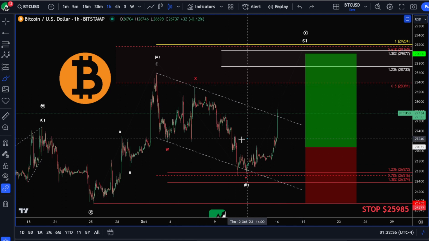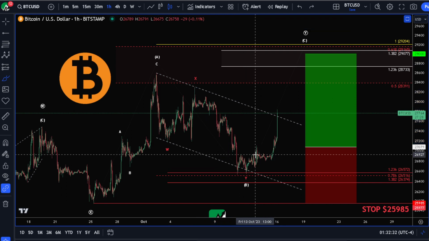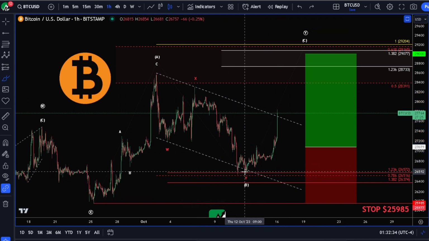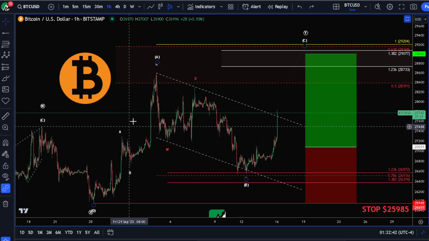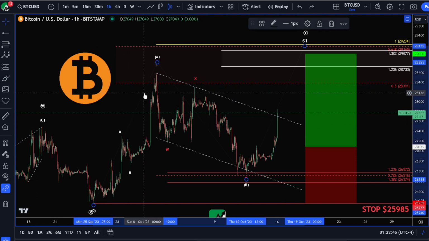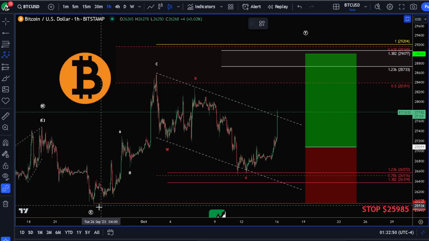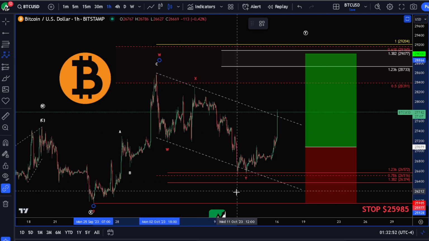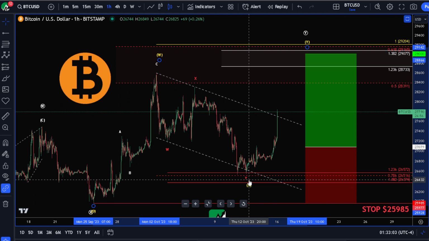I ended up getting in right here where the W wave equaled the X wave 1-to-1. Came to the second most common target, the 1.236 extension, and pivoted at just shy of the 786 of this A wave. I'm going to have to change this though. This is a WXY, not an ABC. I'm going to put that in yellow since that's the target I have up there.